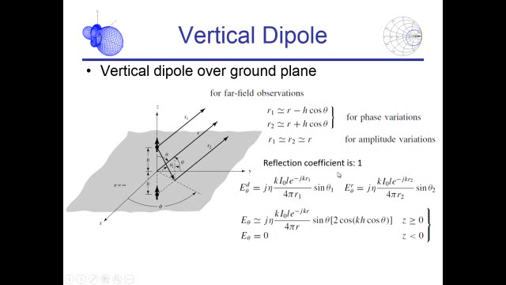The derivation for the pattern will be based on the E theta, and this will be the array factor. I'll describe that in more detail in the next class, but just to mention that it's an array of two dipoles. So this is the E field.